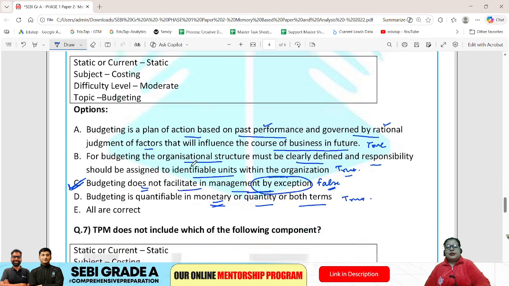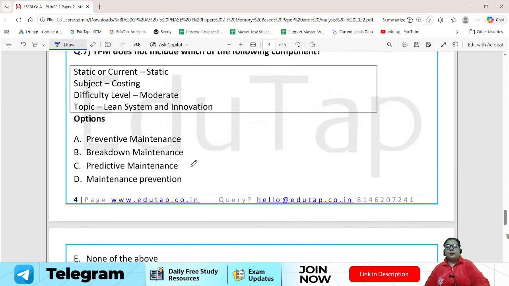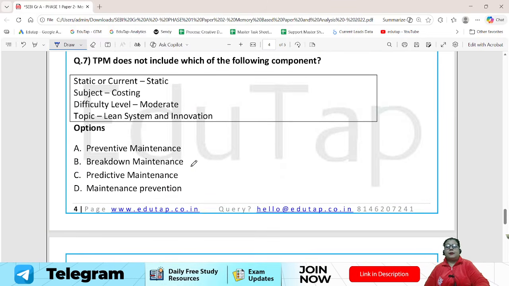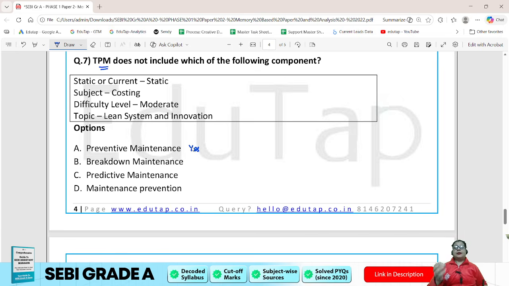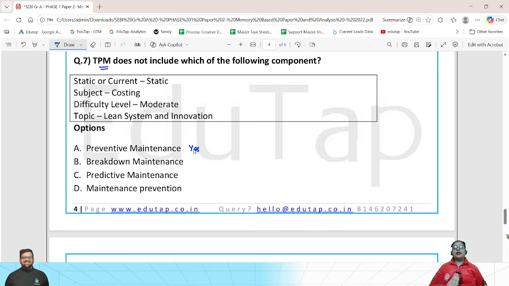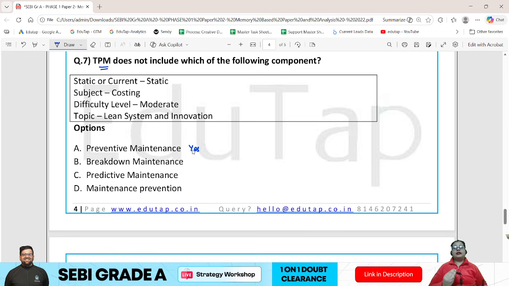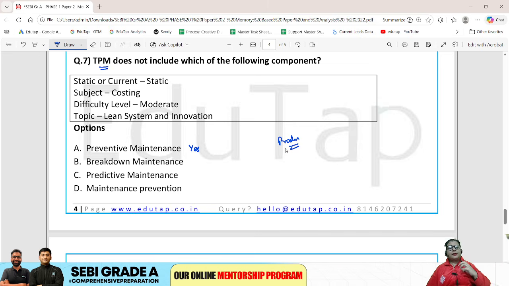Next, TPM does not include which of the following components? So TPM के बारे में हम जब बात करते हैं, टोटल प्रोडक्टिव मैनेजमेंट है ना, मेंटेनेंस, टोटल प्रोडक्टिव मेंटेनेंस. सो बेसिकली हम क्या बात करते हैं, प्रिवेंटिव मेंटेनेंस की बात करते हैं. यस, जब हम टोटल प्रोडक्टिव मेंटेनेंस की बात करते हैं तो हम बात करते हैं कि सब जो भी मशीनरी है, कोई टूल्स है, उसको हमने प्रिवेंट करना है ताकि कोई भी प्रोडक्शन में ब्लॉकेज ना आए. तो हम कोशिश करते हैं कि पहले ही प्रिवेंट कर लें, कोई भी चीज हमारी खराब ना हो.